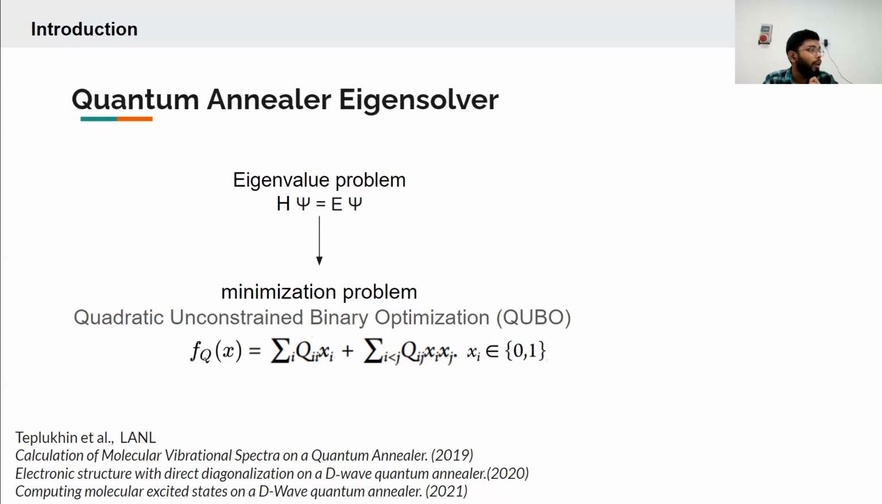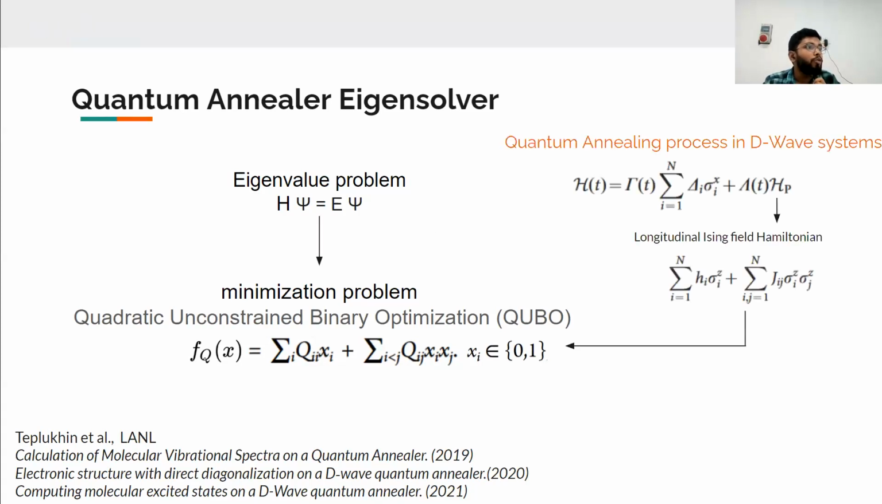At Los Alamos National Lab. The idea of this algorithm is that we have to map the eigenvalue problem H psi equals E psi to a minimization problem. We use the specific minimization problem of quadratic unconstrained binary optimization, or QUBO. Why do we use that? Because in the quantum annealing process in D-Wave systems, the final Hamiltonian is the longitudinal Ising field Hamiltonian, and that allows us to solve QUBO problems on this type of system.